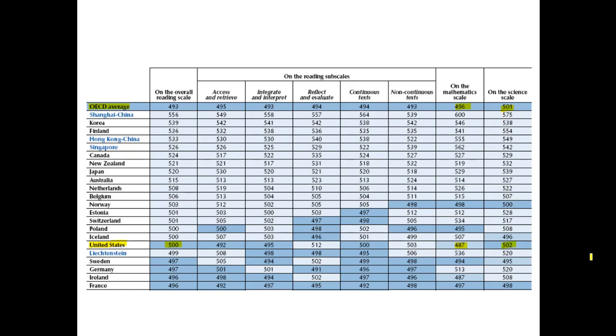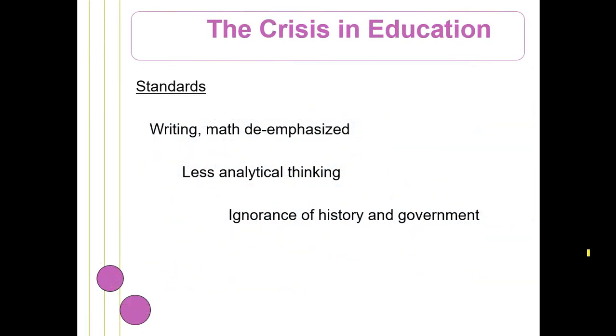So this has been building for a long time, and so United States policymakers have been increasingly trying to figure out what's happening. We've got lots of things working here, but as standards are set in order to try to bring scores up, things like writing and math might start getting a little bit more de-emphasized. We're also starting to see, as far as what we can test, less analytical thinking and increasing ignorance of history and government. Those are some of the things that we've seen in our education system.